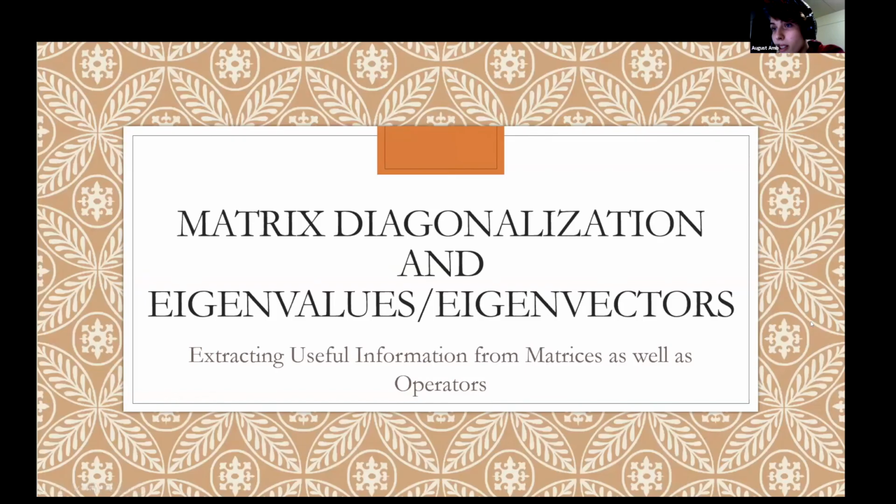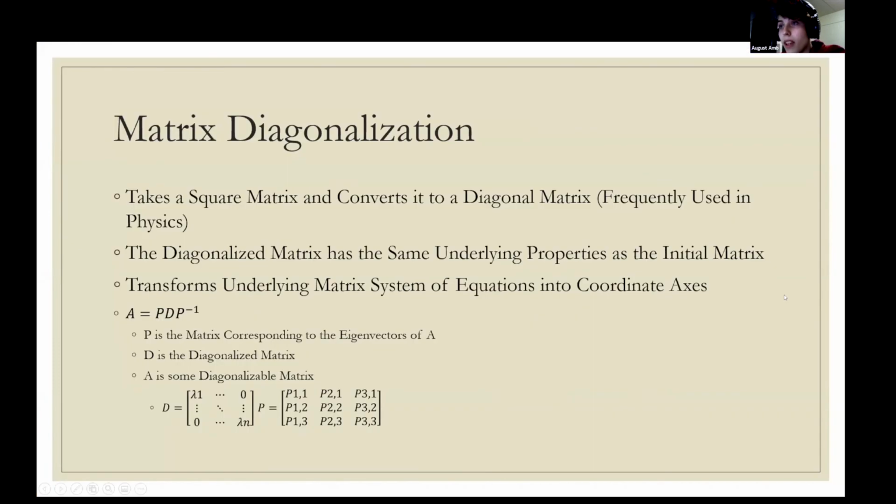All right, now onto matrix diagonalization, eigenvalues and eigenvectors. Basically, diagonalization takes a square matrix and converts it to a diagonal matrix. This only works for square matrices. It does not work for any other type of matrix. This is frequently used in physics, as this gives the eigenvectors, which you can get the eigenstates from, and it gives a diagonalized matrix, which has very special properties that accommodate the original non-diagonalized matrix. So basically it transforms the underlying matrix system of equations into coordinate axes. Basically, it's aligning the linear system of equations to coordinate axes that stay linear during transformations.